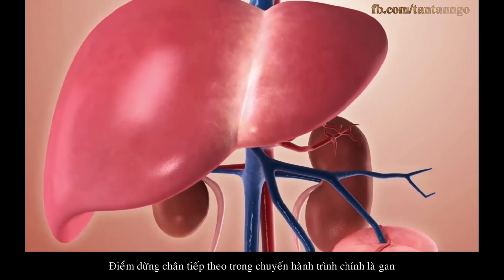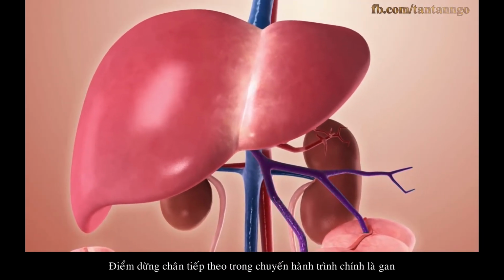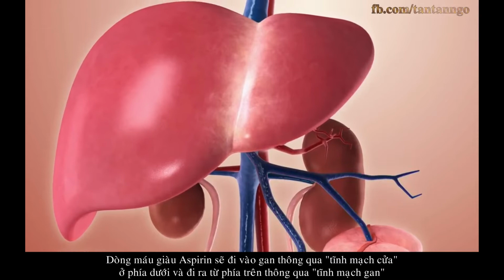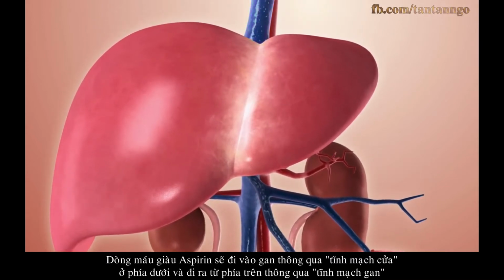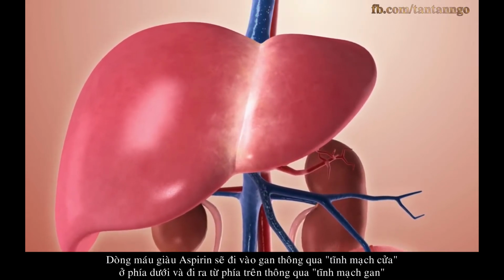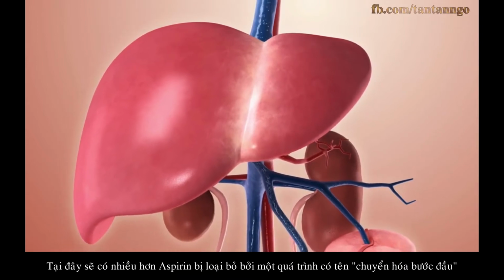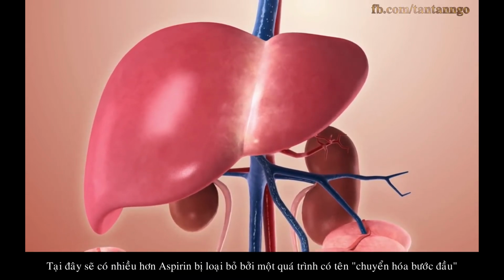The next stop on the journey is the liver. The aspirin-rich blood will enter the liver through the hepatic portal vein at the bottom, and it will exit at the top via the hepatic vein. At this stage, even more of the aspirin will be removed through a process called first-pass metabolism.